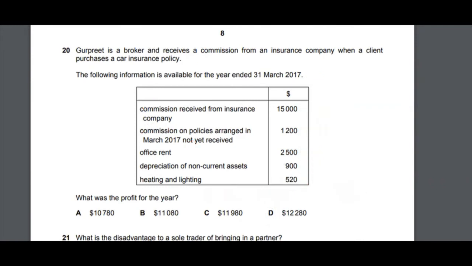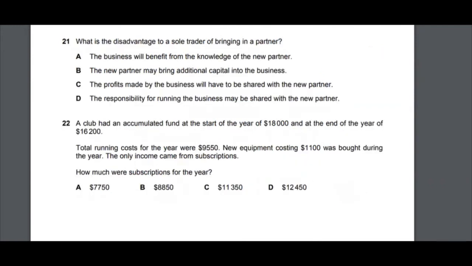Let's look at multiple choice 21. So 21 is about partnership accounting. What is a disadvantage to a sole trader of bringing in a partner? The business will benefit from... so that's an advantage. A new partner will bring additional capital. That's an advantage. The profits made by a business will have to be shared by the new partner. That is actually a disadvantage. So the correct answer to multiple choice 21 is option C.